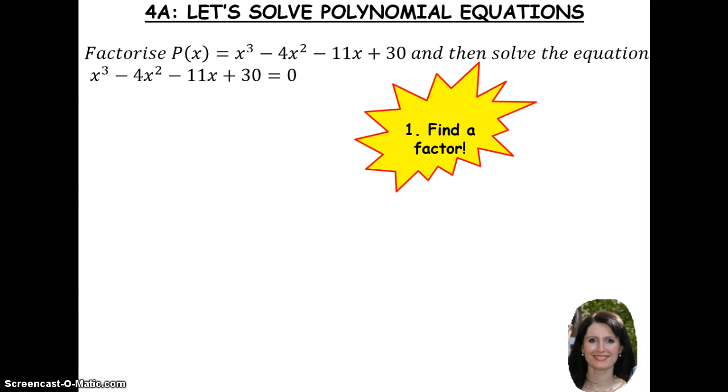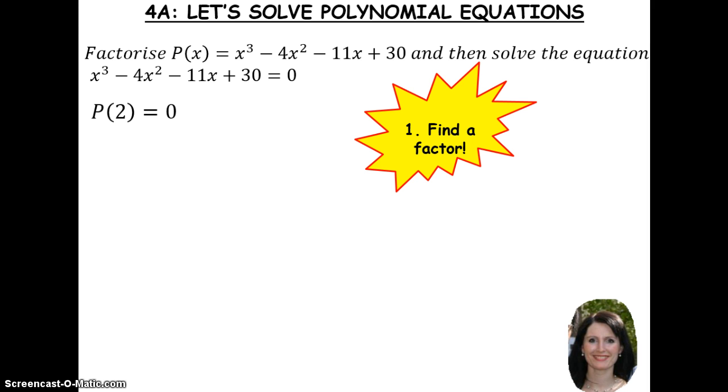Let's first find a factor of p of x. So trial and error, you would start with probably 1 and then try negative 1, 2, negative 2, 3, negative 3, etc. until you found a value of x where p of x would give you 0. This would tell you that you have a factor.